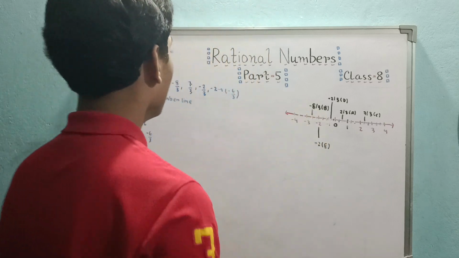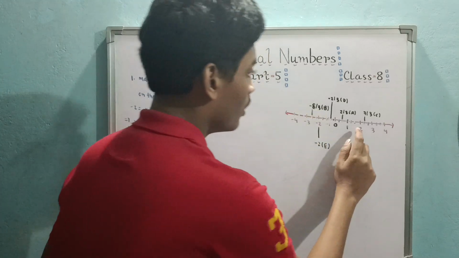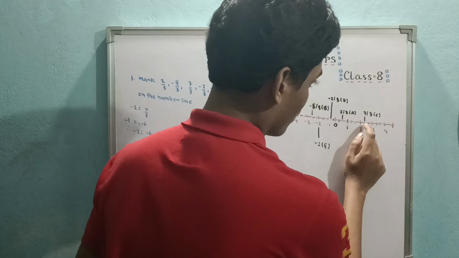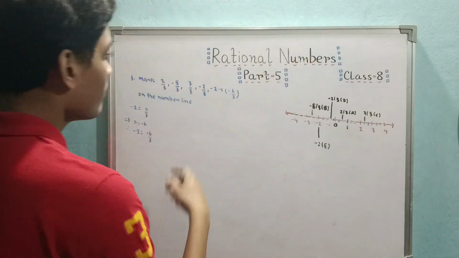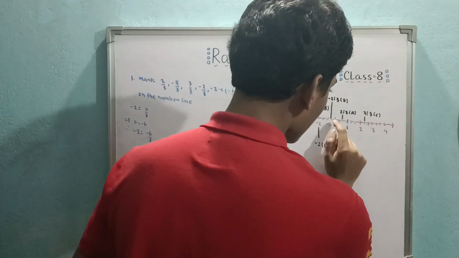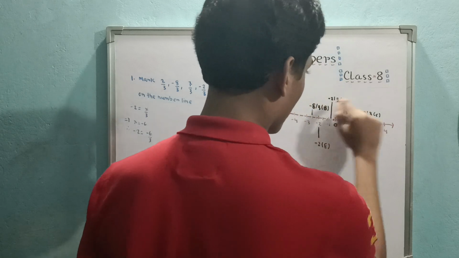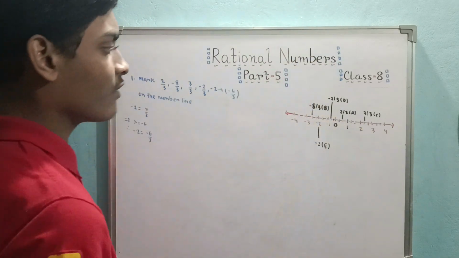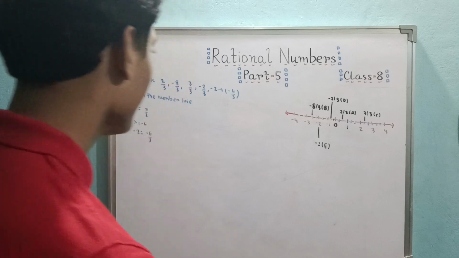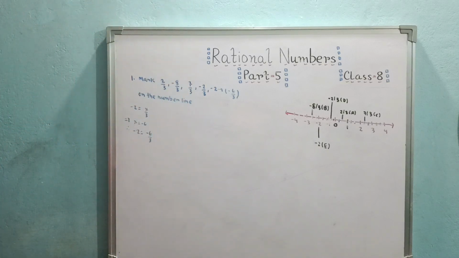Minus 8 by 3. 7 by 3, 2 whole 1 by 3. 2, then 1 by 3. So 7 by 3. Then minus 2 by 3. 0, minus 1 by 3, minus 2 by 3 already. And minus 2 directly you can see, just plot it. Finished. Number lines are easy, right?